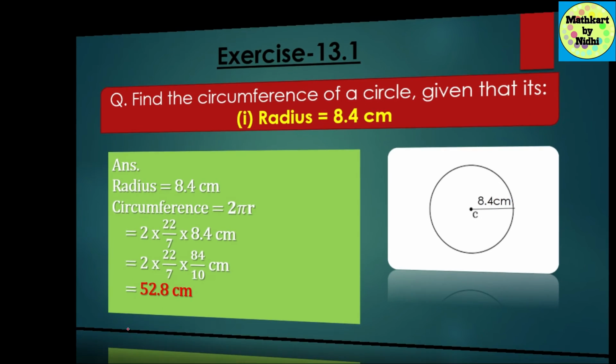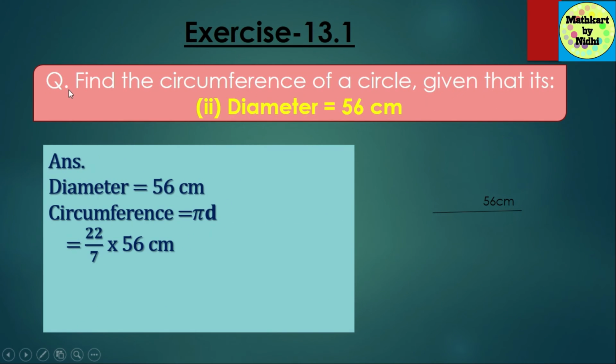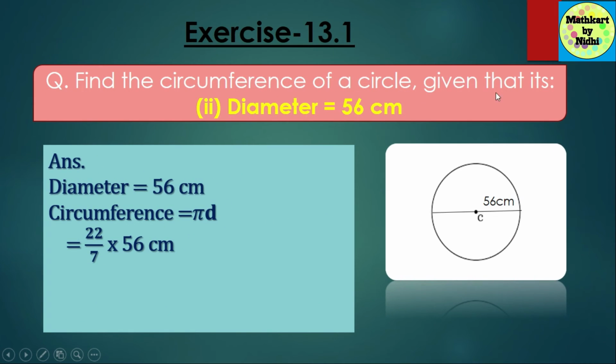Now let us see the second part of this question. In this we have: find the circumference of the circle given that its diameter is 56 centimeter. For that, again I have written the given information, that is diameter is 56 centimeter. The formula of circumference using diameter will be pi d. So we will put the value of pi, that is 22 by 7. D is 56 centimeter. Again the basic calculation we can do, 7 ones are 7 and 7 eights are 56. So now we are left with 22 multiplied by 8, that is equal to 176 centimeter.